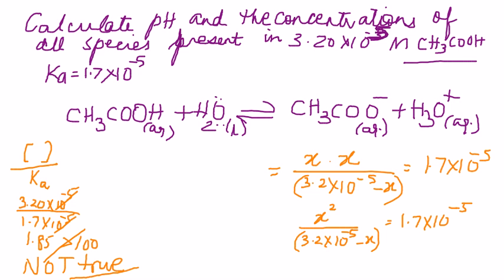And what that means is that your equation now should start looking like, if I cross multiply, another way to say this, multiplying both sides by 3.2 times 10 to the negative 5 minus x. So this is going to look like x squared is equal to 1.7 times 10 to the negative 5, and in parentheses you have 3.2 times 10 to the negative 5 minus x. That's what we have. So let's simplify it more.